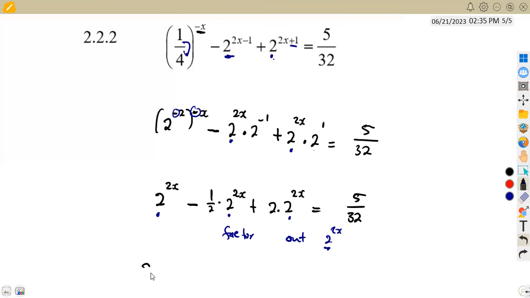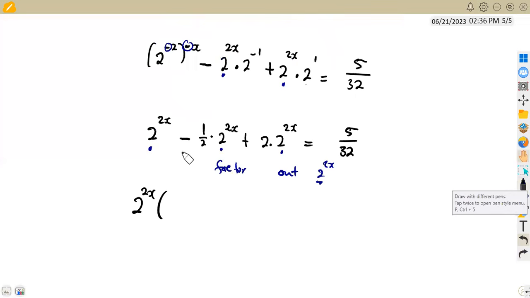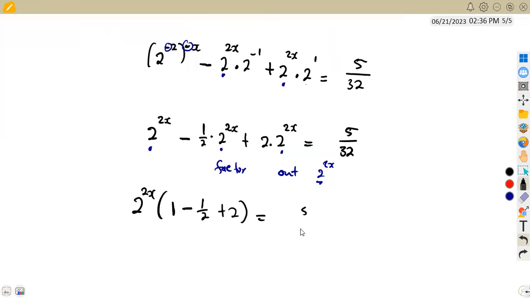If we factor out 2 to the exponent of 2x out of the bracket, what are we going to remain with? Because it's common. So this part and this part divide, that's a 1, minus these 2 and this cancel, we remain with a negative half. We do the same, this part and this part cancel, you remain with a plus 2. So this is what you're going to remain with inside the bracket, being equal to 5 to the exponent of 32.